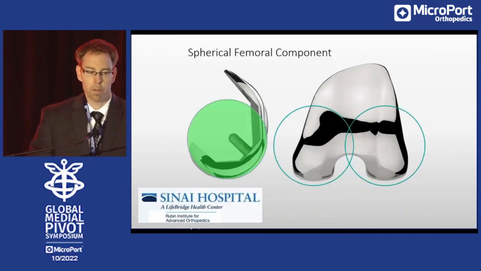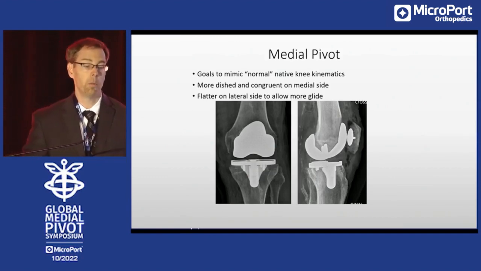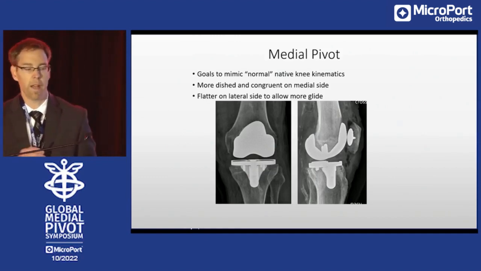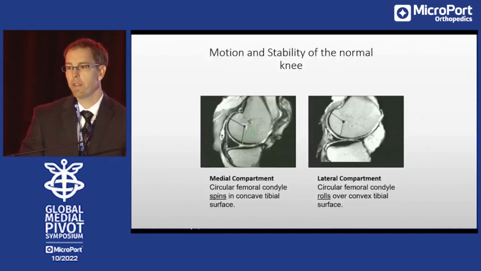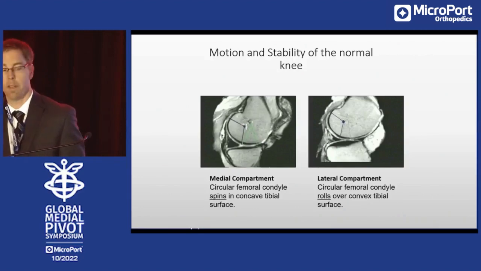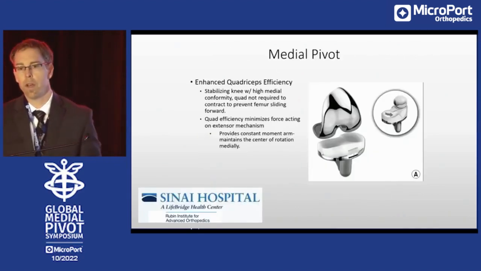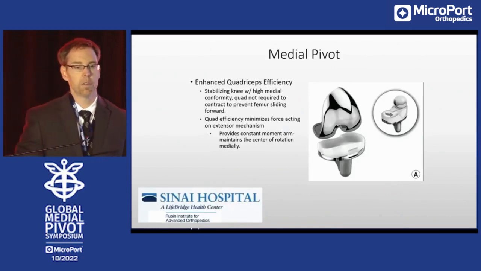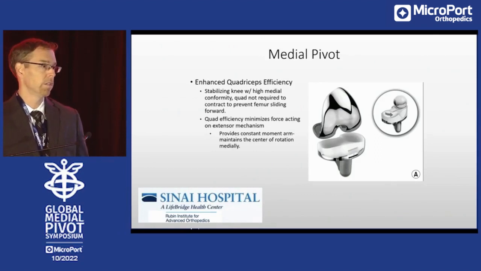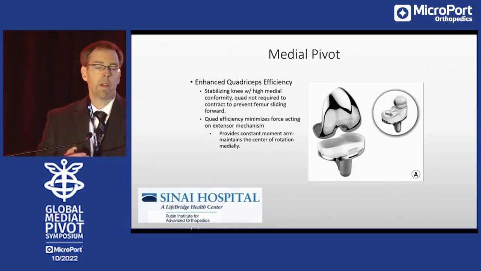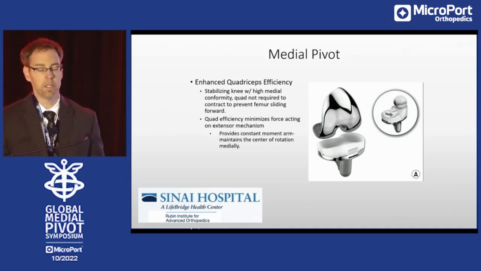With the medial pivot, with the MicroPort knee, we have this spherical design, and we've reviewed this ad nauseam, how that medial pivot will give you more stability and mimic a more regular native kinematic knee. Why does that make a difference in ADLs? Well, I think if the medial side is now more stable, the quadriceps is functioning more efficiently, and there's been EMG testing to prove this.